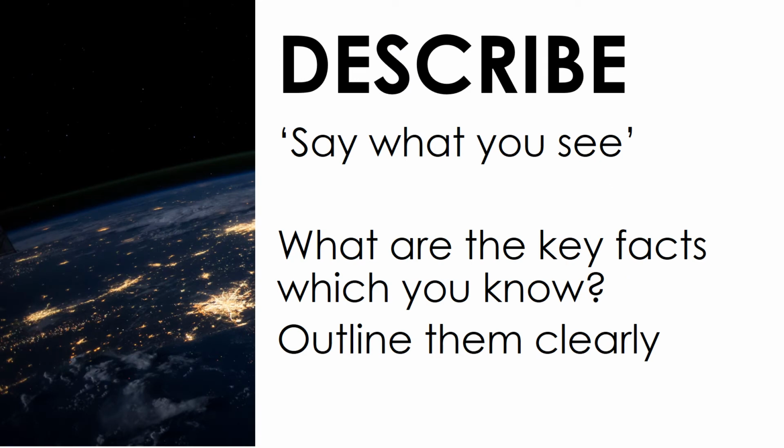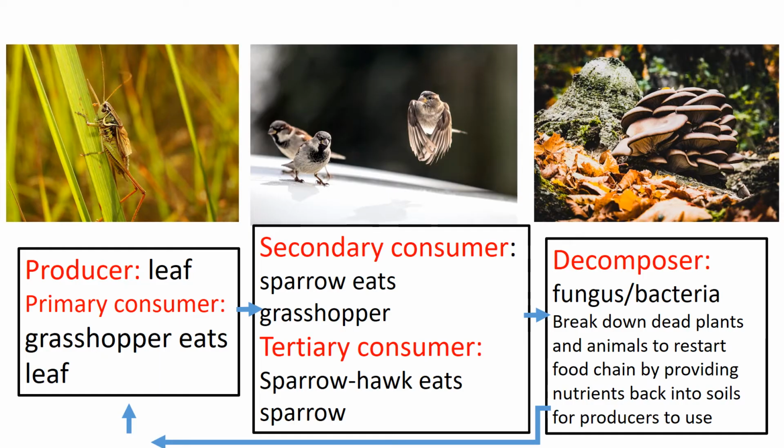Describe. Say what you see, what are the key facts you know, and outline them clearly. A producer, such as a leaf, will be eaten by the primary consumer, such as a grasshopper. The secondary consumers, such as sparrows, will eat the grasshopper, and the tertiary consumer, such as the sparrowhawk, will eat the secondary consumer, the sparrow.